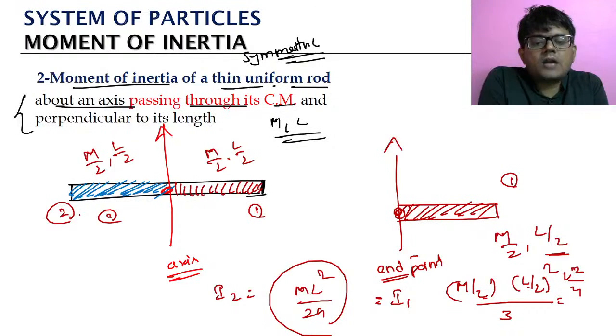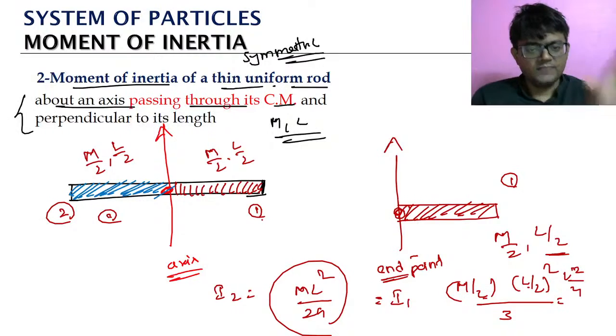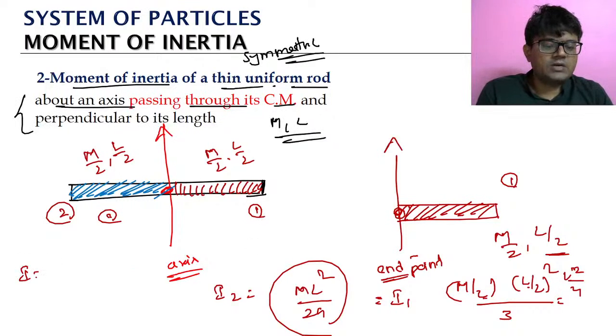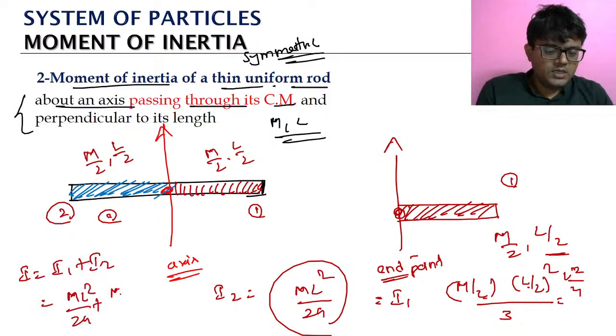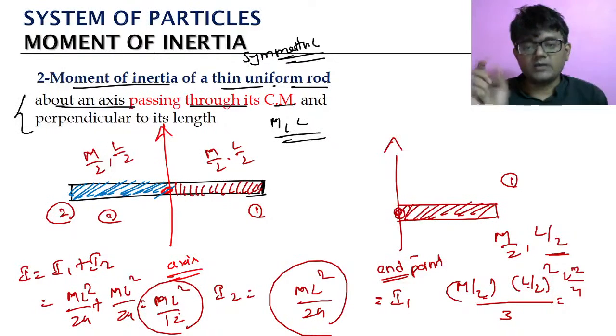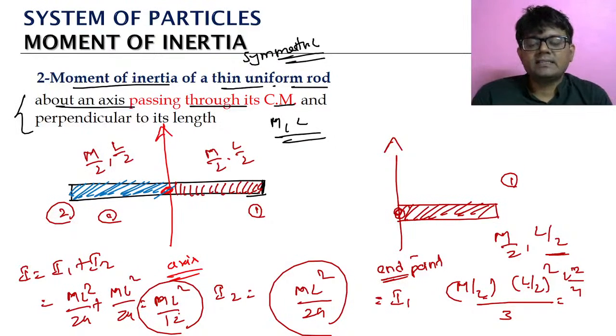Now the moment of inertia of the total rod is the moment of inertia of the first part plus the second part, like we did with the system of particles. So the first part and the second part. Total moment of inertia is I1 plus I2: ml square by 24 plus ml square by 24. Adding, we get ml square by 12. This is a standard result: moment of inertia of a thin uniform rod about an axis passing through the center of mass, perpendicular to the length of the rod. So the moment of inertia with respect to this axis is ml square by 12. How do we derive this?